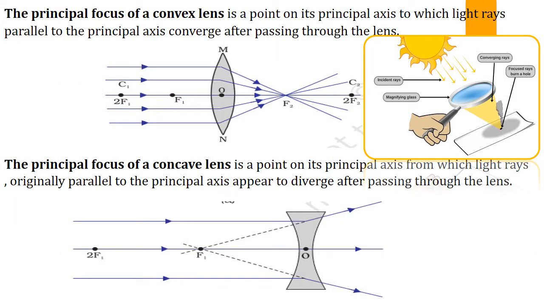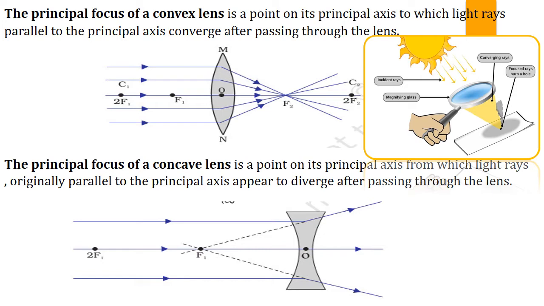Children, now try to do an activity with the help of a convex lens. Hold a convex lens in your hand and direct it towards the sun. Focus the light from the sun onto a sheet of paper. Obtain a sharp bright image of the sun. Hold the paper and the lens in the same position for a while and keep observing. We can see, children, that the paper begins to burn, producing smoke.